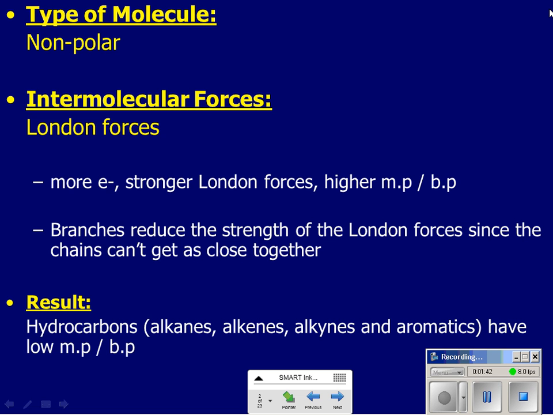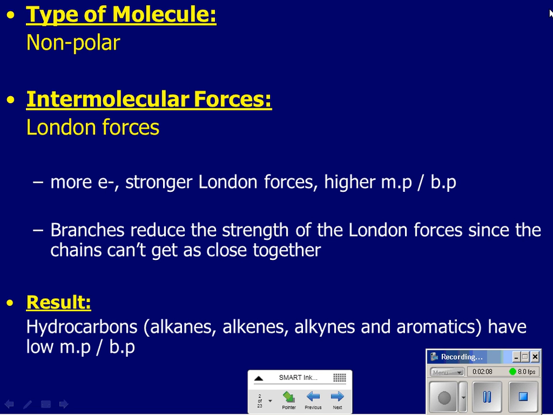So what are the intermolecular forces that govern them? Well, London forces. That's what takes place if we have non-polar molecules. The bigger the molecules, the more electrons they have, the stronger the London forces. All right. Propane is a gas, right?